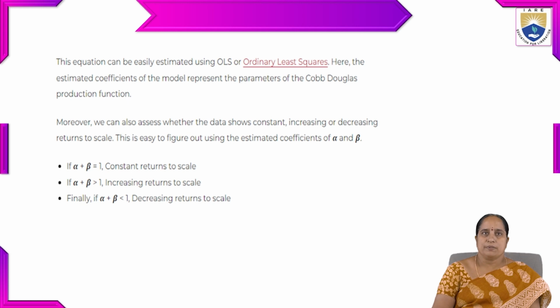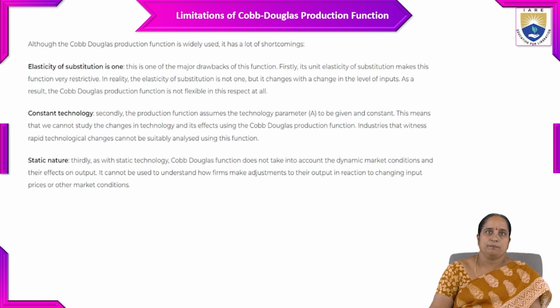If alpha plus beta equals 1, it means constant returns to scale. If alpha plus beta is greater than 1, there is increasing returns to scale. Finally, if alpha plus beta is less than 1, it means decreasing returns to scale. Just by focusing on alpha plus beta, we are able to analyze what kind of returns to scale.